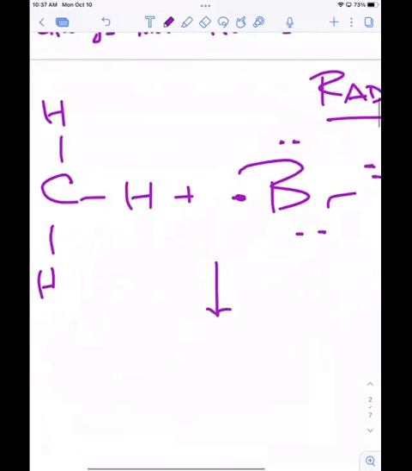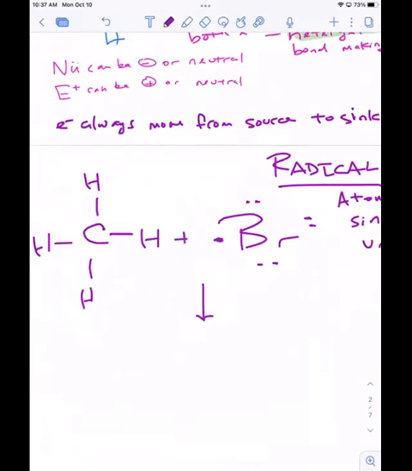So with a radical reaction, this is different. Bromine is actually going to donate that one electron to remove this hydrogen. So we're going to rip that off.